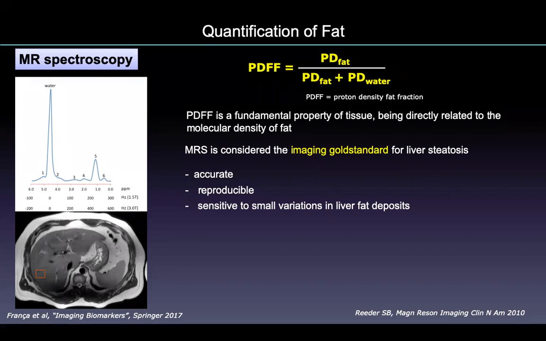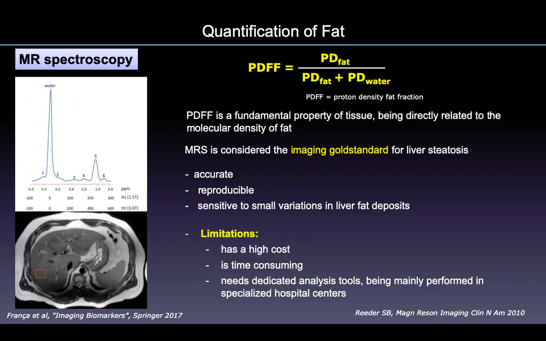It is accurate, reproducible, and sensitive to small variations in the liver fat deposits. However, it is expensive, it's time-consuming, and it needs dedicated analysis tools, being mainly performed in specialized hospital centers. So we cannot use this in our clinical practice. And so how can we do it?